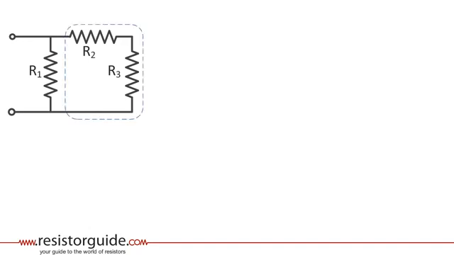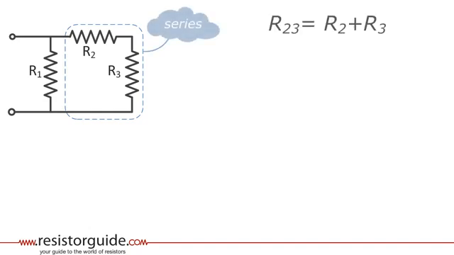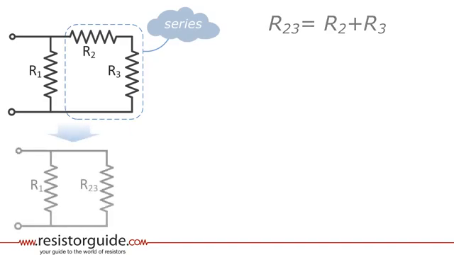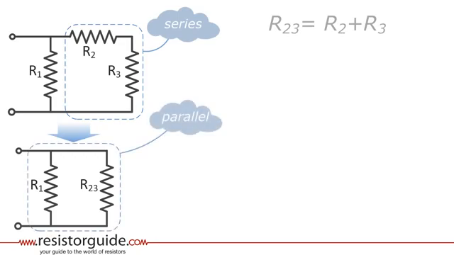This group shows two resistors in series. The equivalent resistance is R23, and it's equal to R2 plus R3. Now we can simplify the circuit, and we have a group with just two resistors in parallel, R1 and R23.